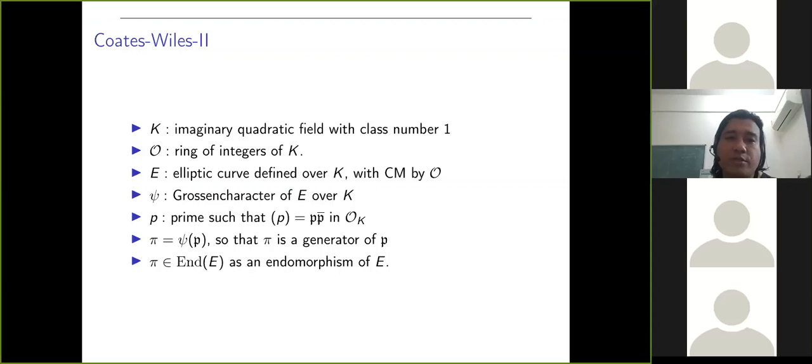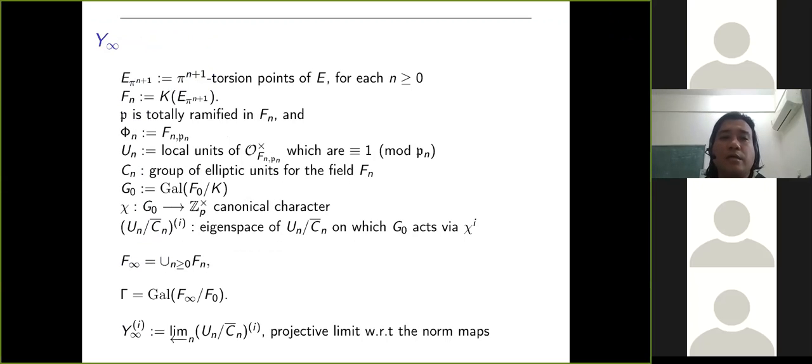O denotes the ring of integers of K. And attached to the elliptic curve, I have a Grossencharacter. This setup is going to be very important. This is the setup in which they work, and the prime P splits in OK. Then another important module which they work with is this Y infinity. Y infinity will be a generalization of the local units modulo the cyclotomic units. Just to go through it briefly.